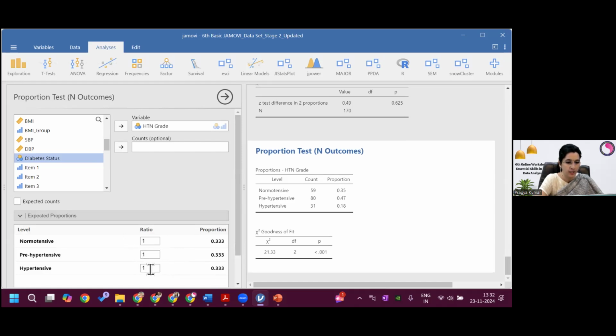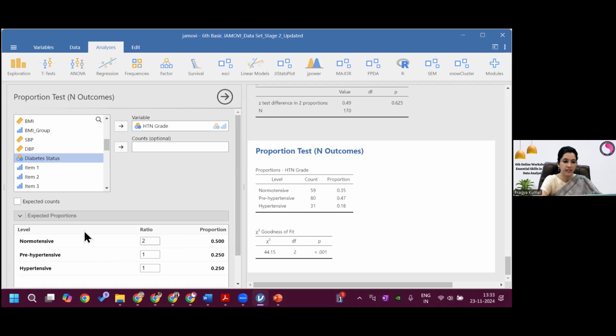But if I want to write the proportion, how will I write that? So hypertensive is 18%. So you need to explain the ratio. So let's say I will tell that 2 are normotensive, 1 is pre-hypertensive and 1 is hypertensive. So if I click that, it takes this as a reference and then it calculates this. It says that 50% should be there as I expected, but it is 35%. Similarly, 25% should be there as pre-hypertensive, where it is 47% here.